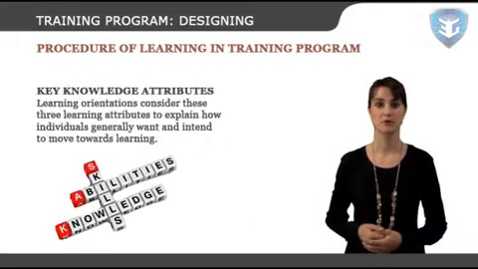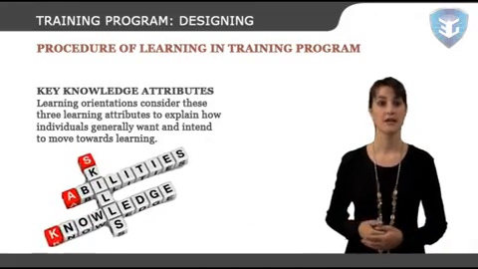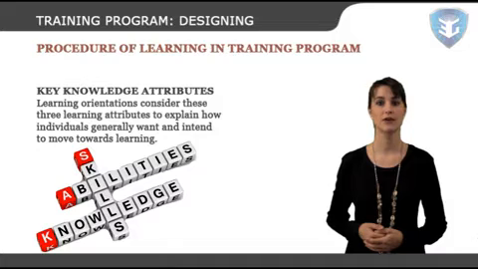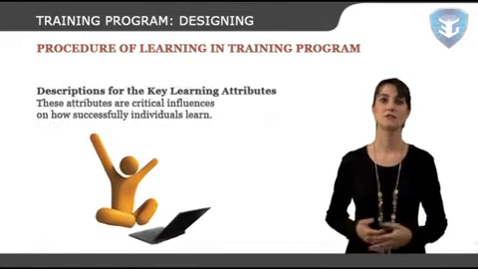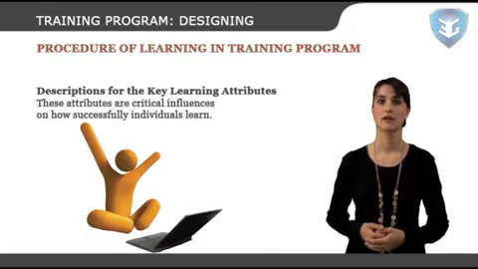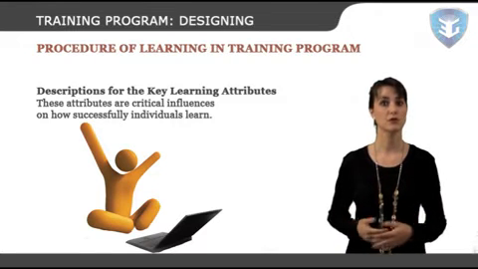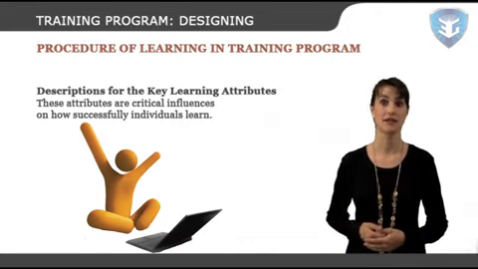Key learning attributes. Learning orientations consider these 3 learning attributes to explain how individuals generally want and intend to move towards learning. Descriptions for the key learning attributes. These attributes are critical influences on how successfully individuals learn.